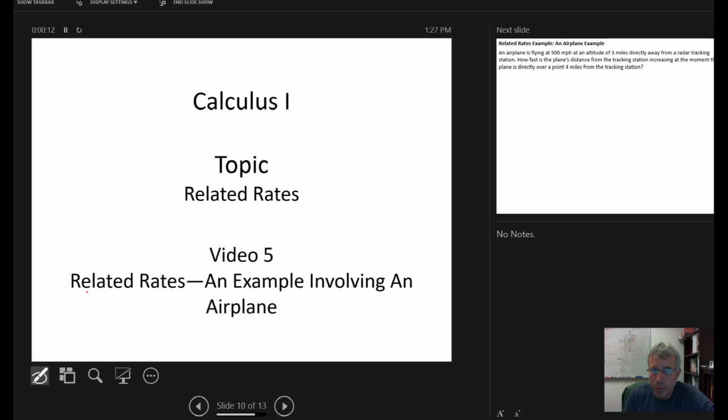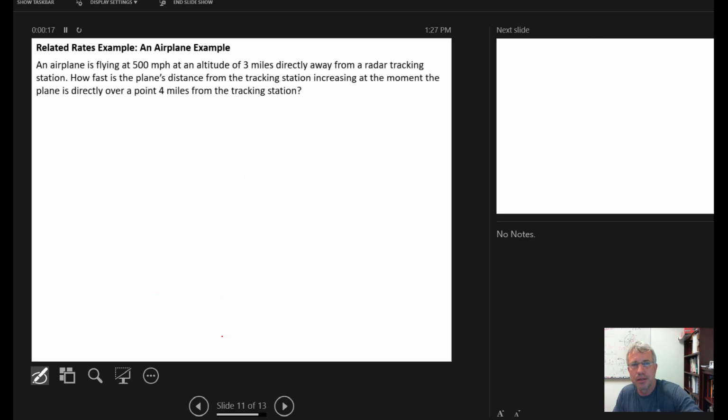So in this video, we're going to look at a related rates example applied to a flying airplane. So here's the example. It says an airplane is flying at 500 miles per hour at an altitude of 3 miles directly away from a radar tracking station. How fast is the plane's distance from the tracking station increasing at the moment the plane is directly over a point 4 miles from the tracking station?